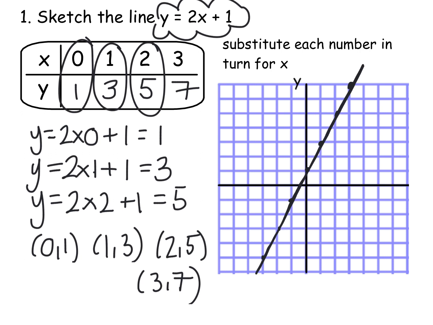So that would be the line y equals 2x plus 1. It has a gradient of 2 and it goes through number 1 on the y-axis. And that's all we need to do. Let's go do another one.